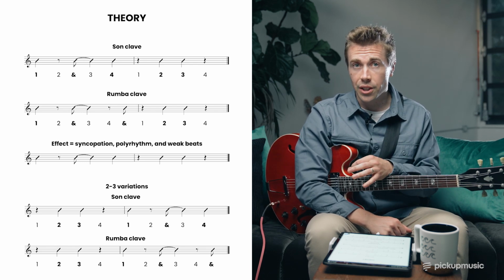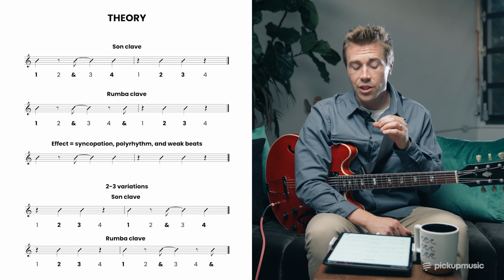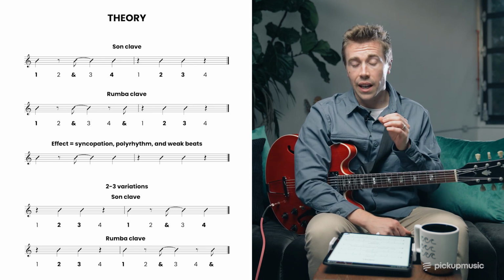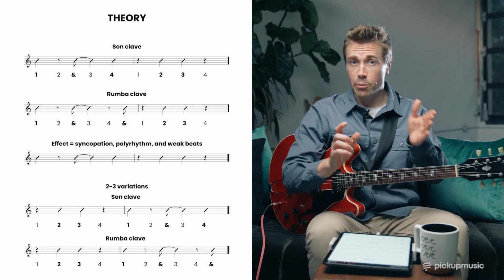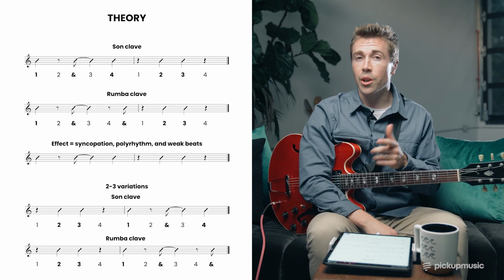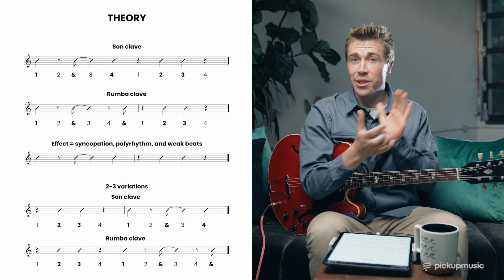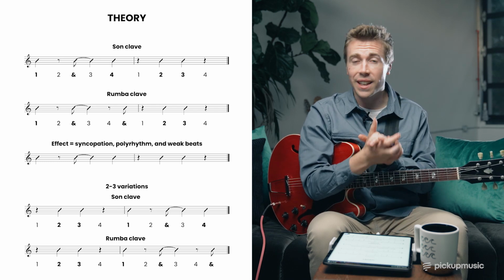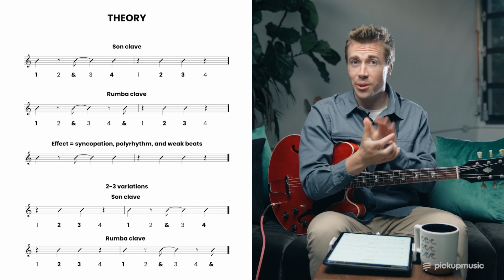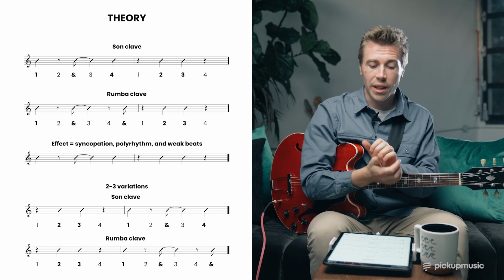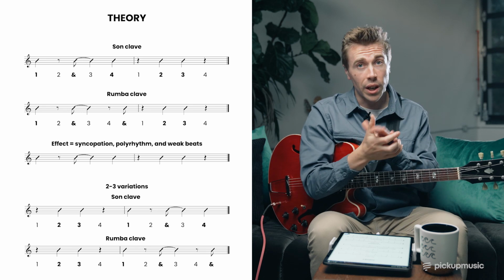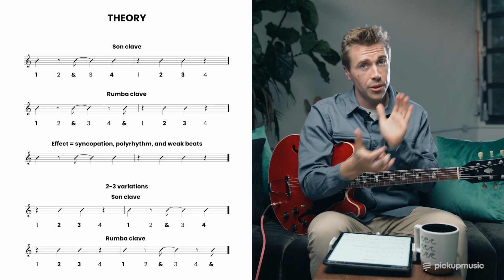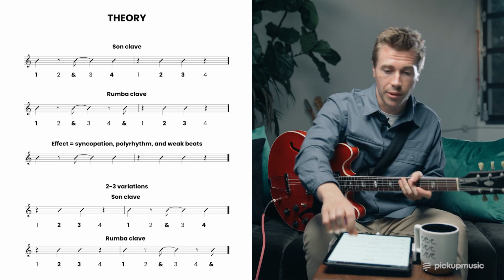So the final variation I'm going to leave you with is a son clave in 2-3 and a rumba clave in 2-3. So you just flip around the 2 and the 3. So 1, 2, 1, 2, 3, 1, 2, 1, 2, 3. Okay, and then the rumba clave would be 1, 2, 1, 2, 3, 1, 2, 1, 2, 3. So you've just flipped those rhythms around.